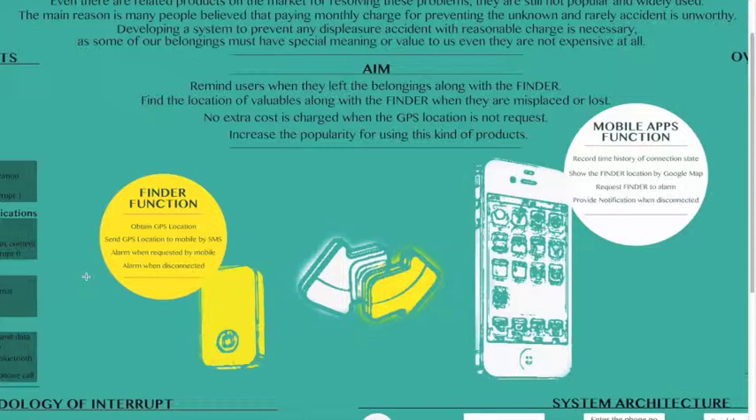Our system will be divided into two main parts. The first part, which we will show in yellow color, is the hardware component. We will call it the finder. And the second part is the mobile application, which we will show in white color on the poster.